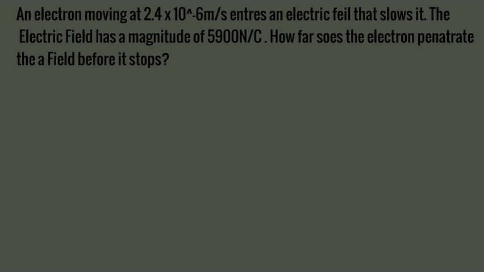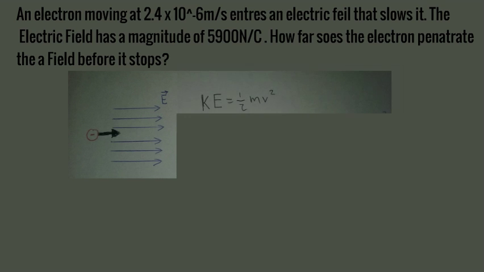Now, to work this out, we first draw a diagram. Now, this is not needed, but it helps to understand what the question is asking. To find the distance, we need to find the kinetic energy. So we use the equation KE equals half m times v squared.